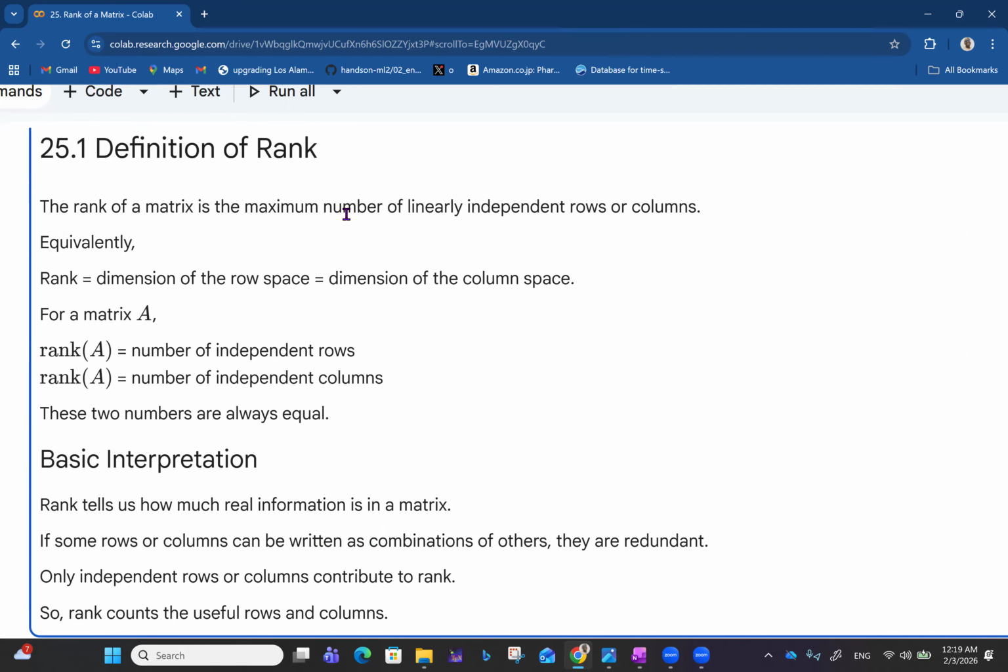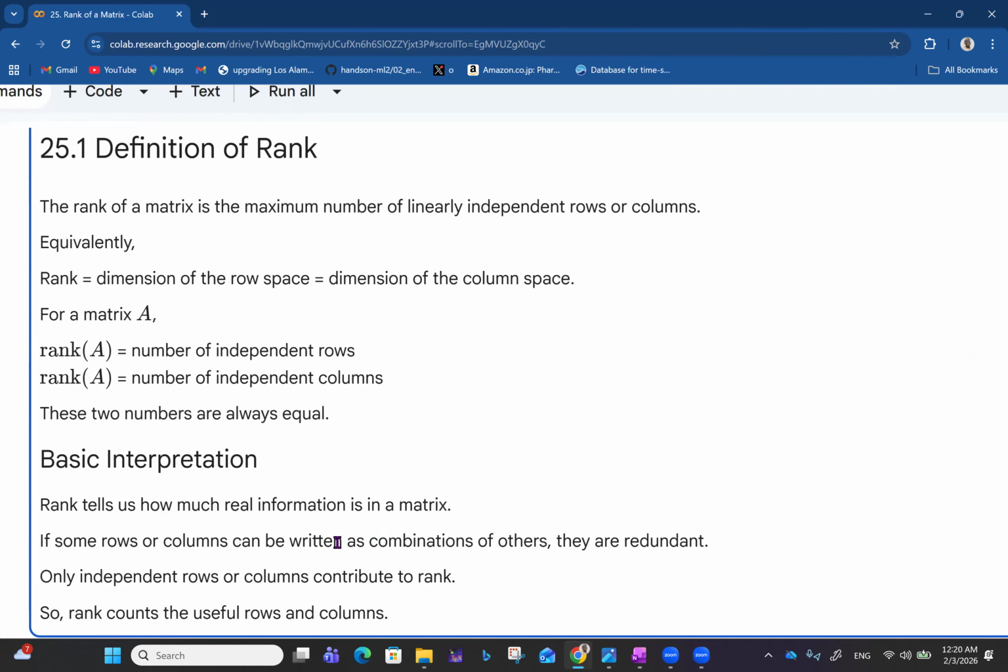So the rank of a matrix is the maximum number of linearly independent rows or columns. Equivalently, rank is equal to the dimension of the row space, or it is also equal to the dimension of the column space. So for a matrix A, the rank of A is the number of independent rows. And of course, like I said already, dependent rows are rows where you have one as a multiple of the other, right? And the rank of A can also be the number of independent columns, depending on what you are focusing on. These two numbers are always equal. So the number of independent rows is equal to the number of independent columns, and that is equal to the rank of the matrix.